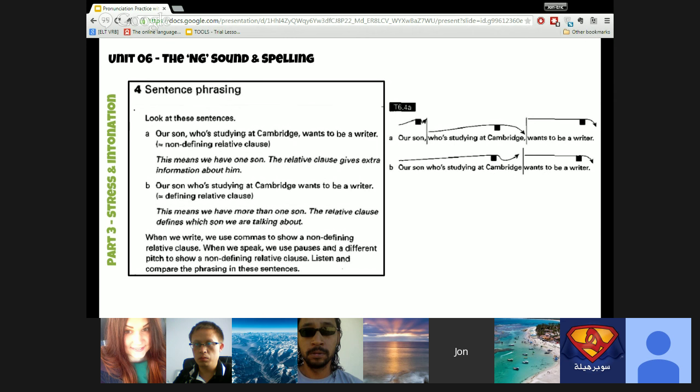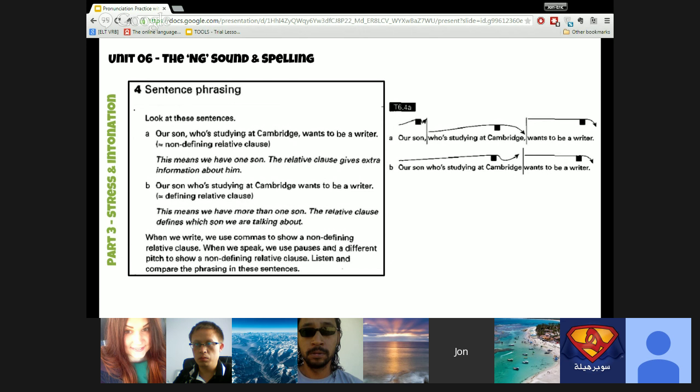Now, let's try the second one. Let's see. Who can I pick on here? How about you, Julia? Listen to B, listen, repeat. Our son who's studying at Cambridge, repeat. Our son who's studying in Cambridge. Cambridge. Notice it goes up and then it goes down and up. Cambridge. Cambridge. Good. Wants to be a writer. Wants to be a writer.